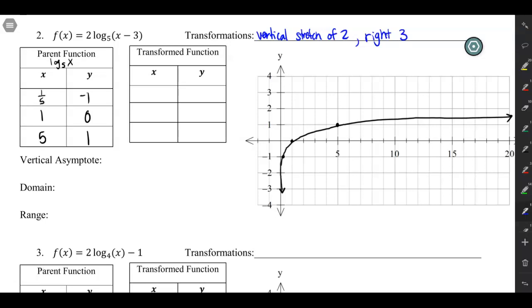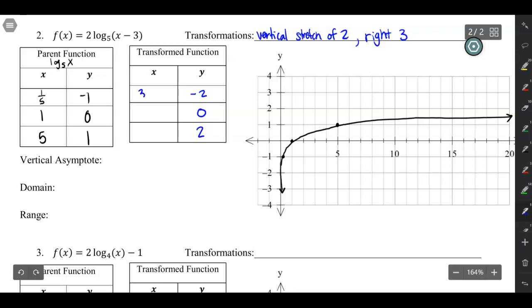So let's talk about what that does to the points in our tables. If I'm stretching the graph vertically by 2, that means I'm basically holding the top and the bottom of the graph and just stretching it out. So my x values aren't going to change. My y values are going to get twice as big. So I'm going to multiply all my y values by 2. Then if I'm moving to the right 3, that means I'm going to take all my x values and add 3 to them. They're going to get 3 bigger. So I'm going to add 3 to each of these.